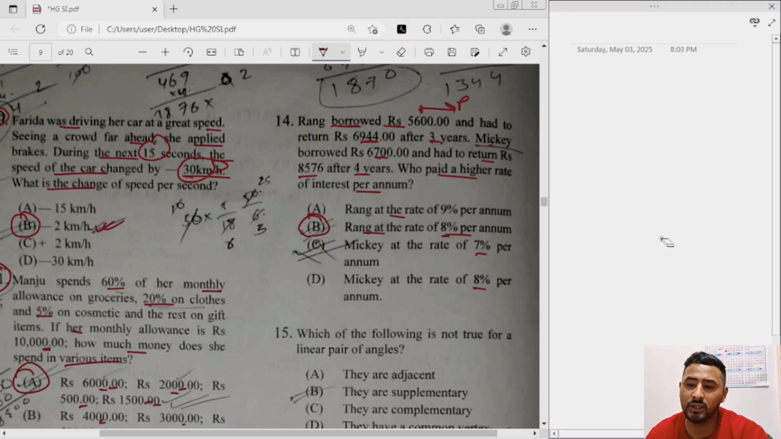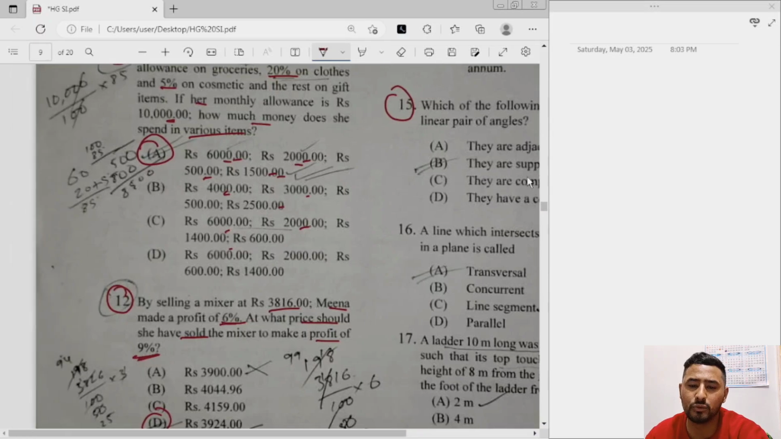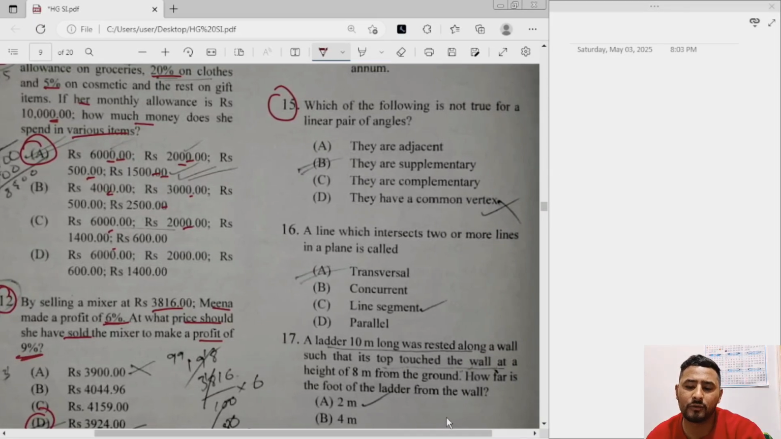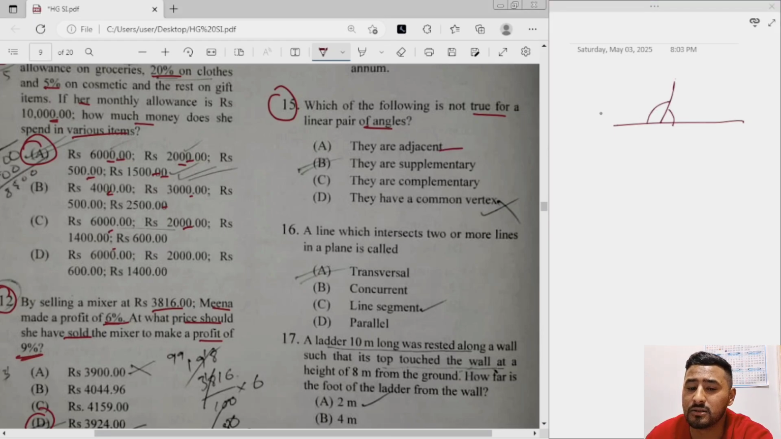Question number 15. Which of the following is not true for a linear pair of angles? So linear pair means what? See, this is the angle that's known as linear pair. So you should remember this one. They are adjacent. Can you see this? These two are adjacent angles, 1, 2. They are side by side. They are supplementary. Yes, because if you add the sum of the angles, this will come to 180. This is forming a straight line, right? A straight line is always 180 degrees.